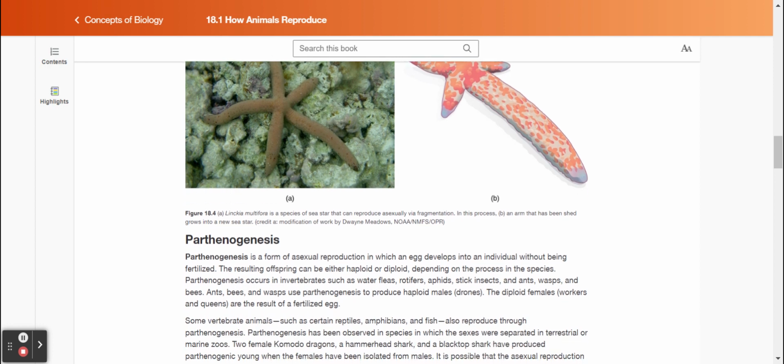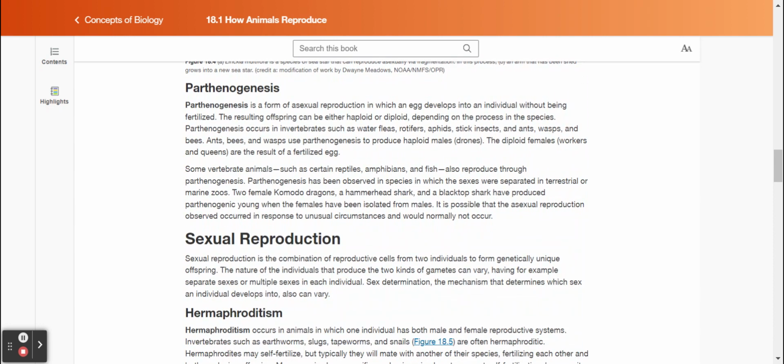Parthenogenesis. Parthenogenesis is a form of asexual reproduction in which an egg develops into an individual without being fertilized. The resulting offspring can be either haploid or diploid, depending on the process in the species. Parthenogenesis occurs in invertebrates such as water fleas, rotifers, aphids, stick insects, and ants, wasps, and bees.